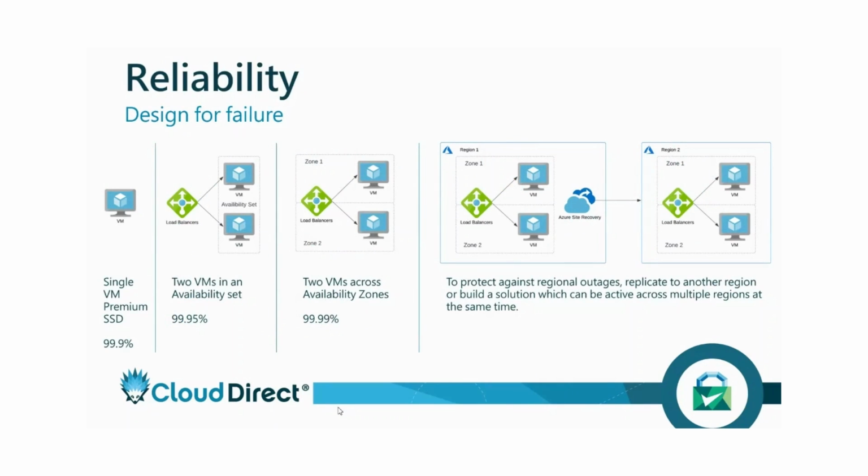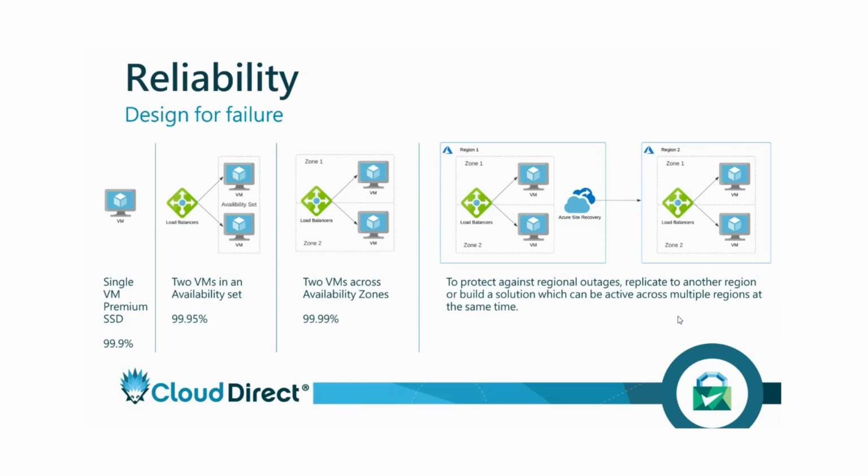On the reliability side of things, just give the example here again of VMs. A single VM on a premium SSD will give you 99.9 uptime. That equates to about 40 minutes a month in terms of downtime. If that's not acceptable, what are the things that you can do? Well, you can put 2 VMs in an availability set. If you do that, Microsoft will give you an SLA of 99.95. Brings it down to about 20 minutes.